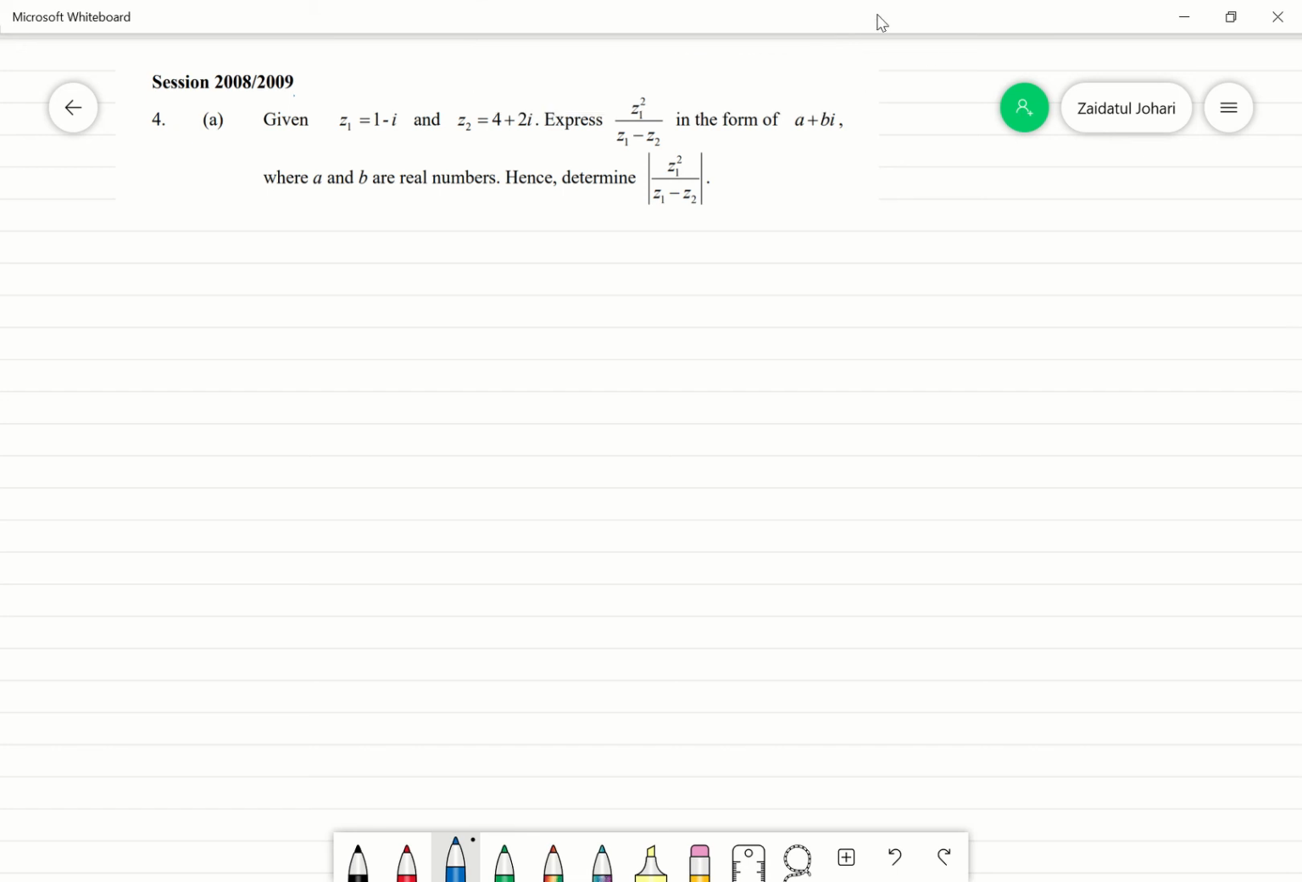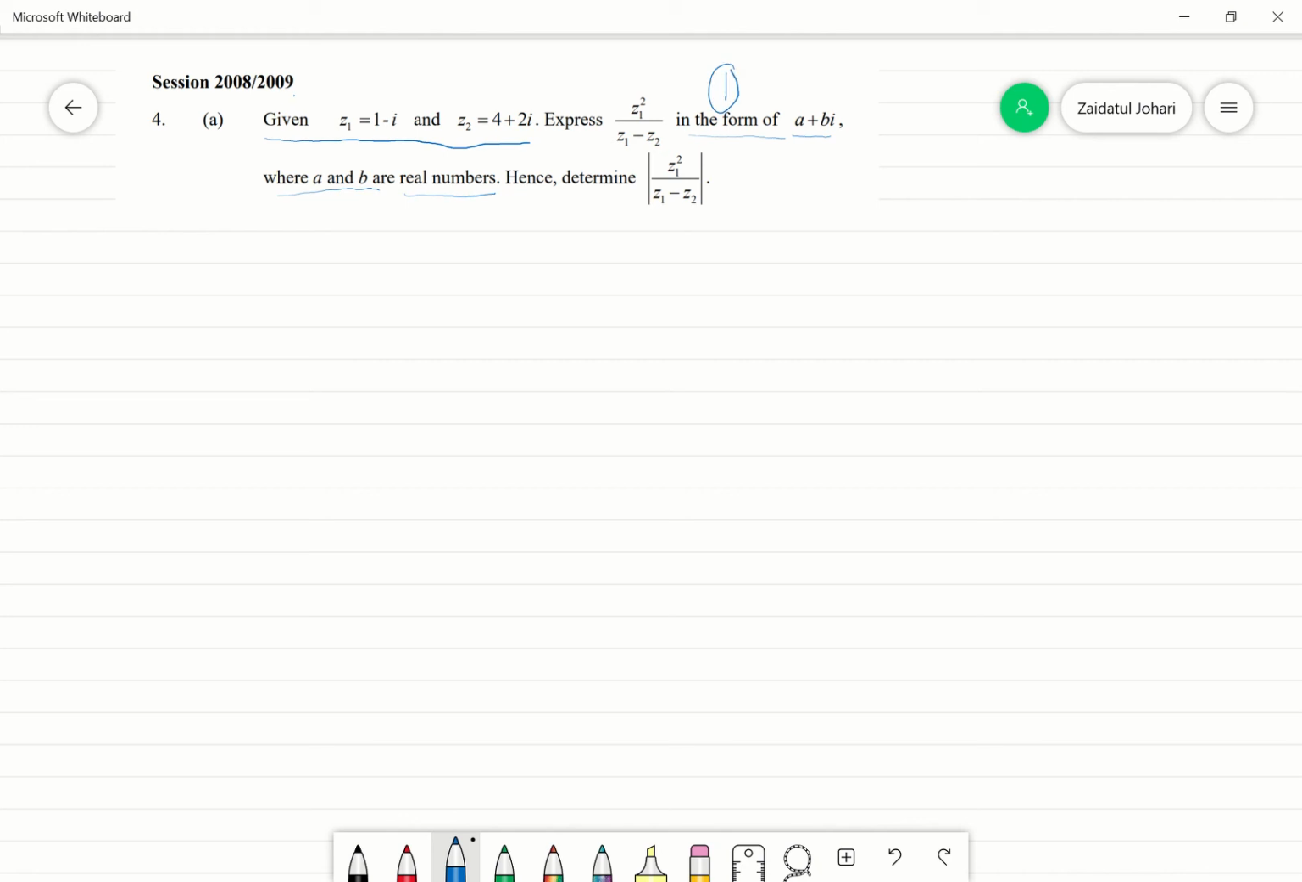Okay, so now let's try to discuss this past year question, session 2008-2009, question number 4. Let's read out the question. Given z1 equals 1 minus i and z2 equals 4 plus 2i, express z1 squared over z1 minus z2 in the form of a plus bi, where a and b are real numbers. Hence, determine the modulus.